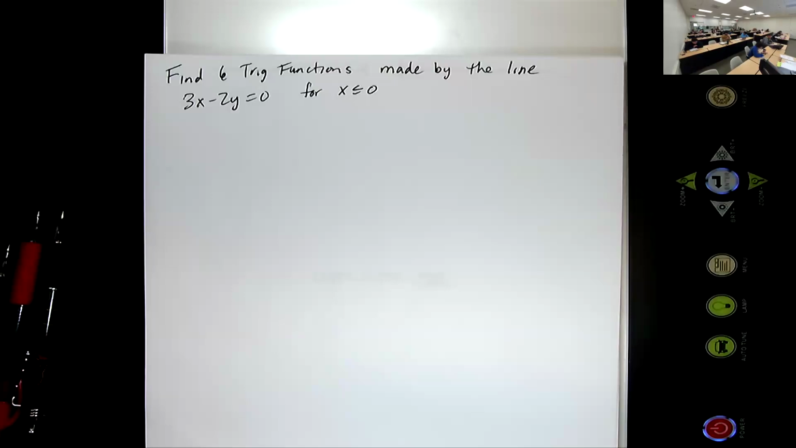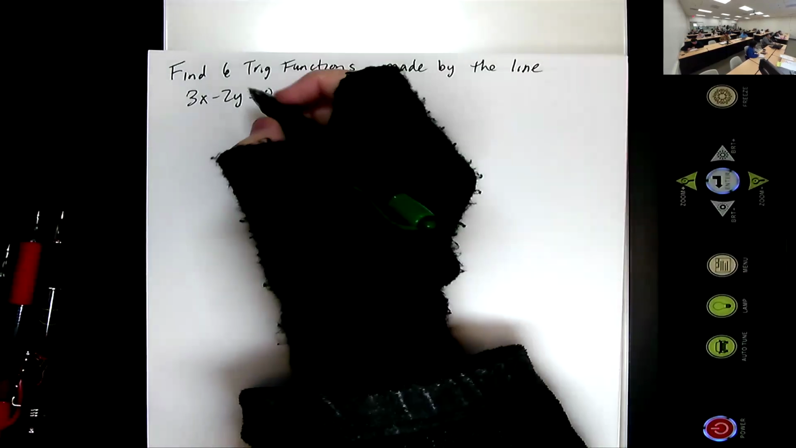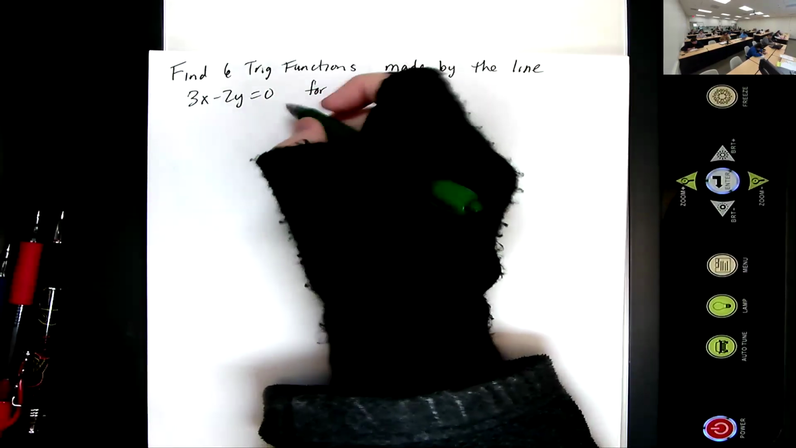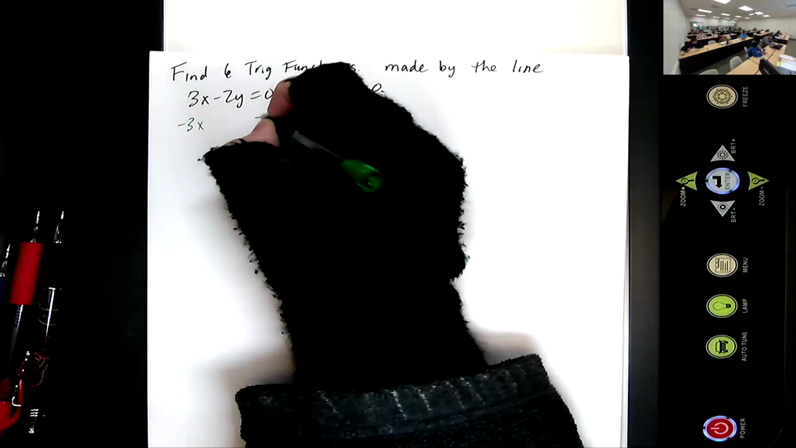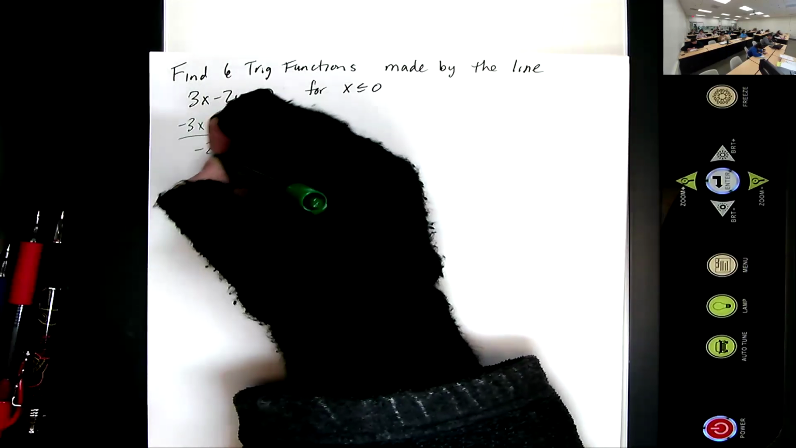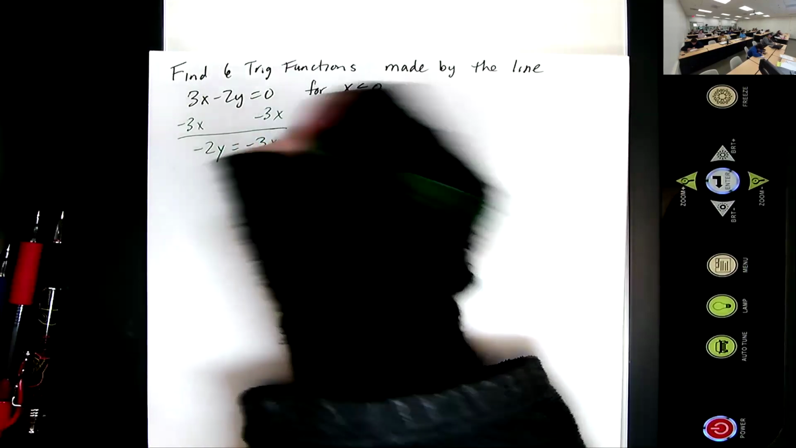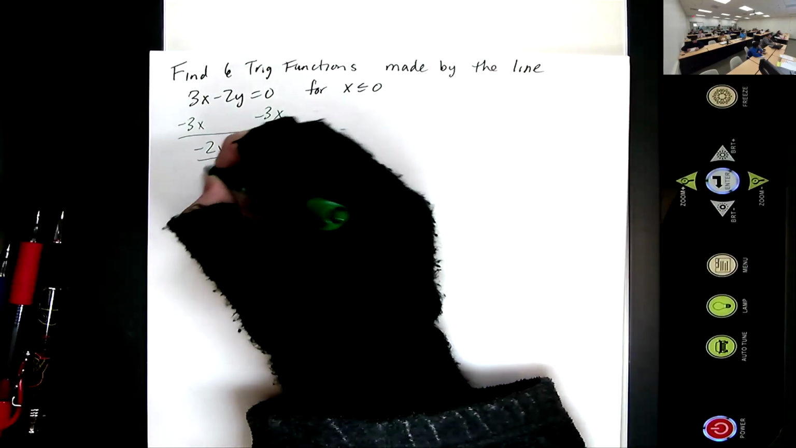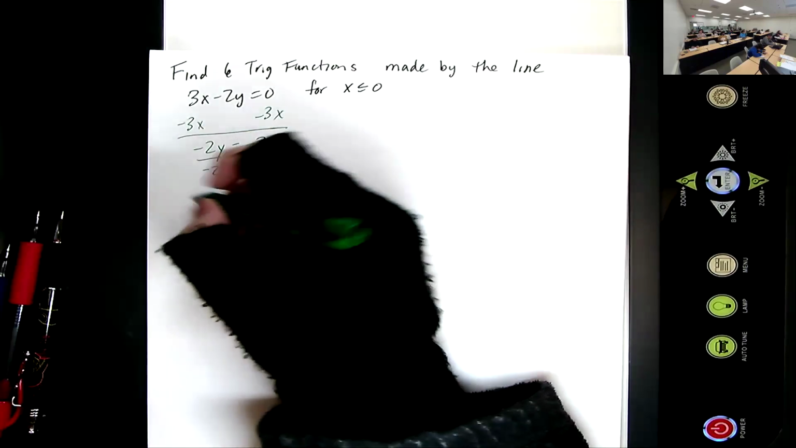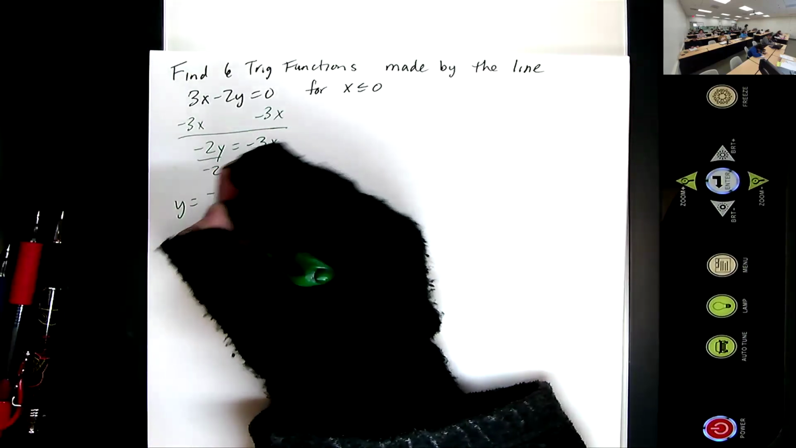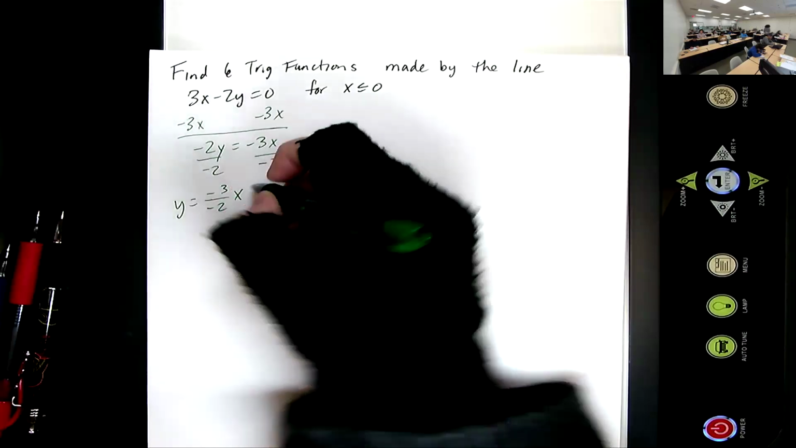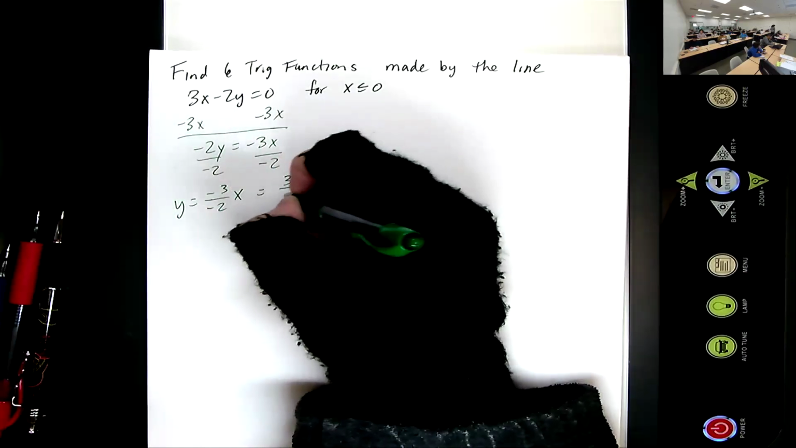All right, we got this question here. We're going to make the six trig functions made by 3x minus 2y equals 0. Let's write this in a form that we're familiar with. If we solve for y, we can subtract 3x from both sides and get negative 2y equals negative 3x. If I divide both sides by negative 2, I get y equals negative 3 over negative 2 x, which is the same thing as positive 3 over 2 x.